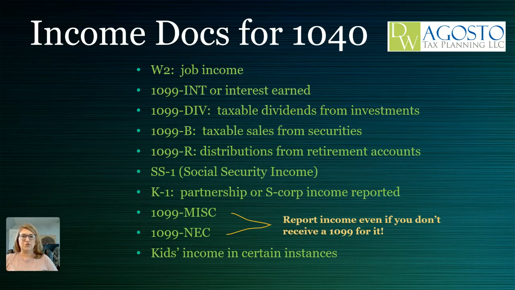1099-Bs are taxable sales from securities. So if you have a brokerage account through Schwab, Fidelity, Robinhood, and you sell anything in that account during the year, you'll receive a 1099-B that will report the realized gains and losses from those sales. Sometimes you get a full packet from your provider, like a Schwab or Fidelity will give you a document called a 1099 composite, and it will include the 1099 INT, 1099 DIV, and a 1099-B in the instances where any or all of those are necessary.